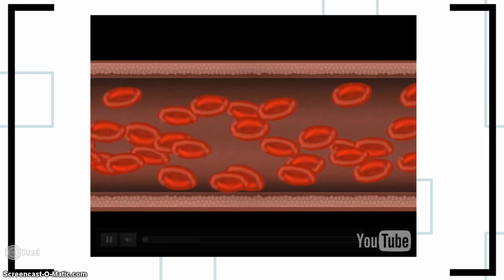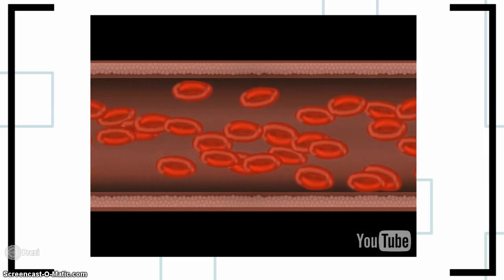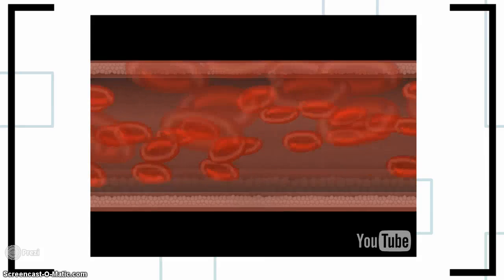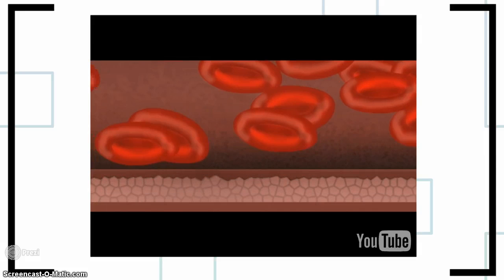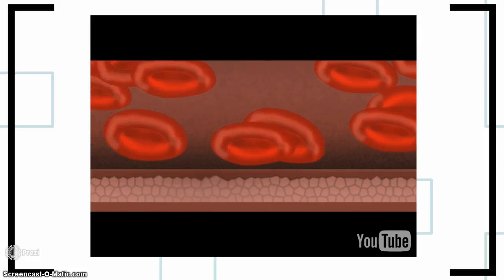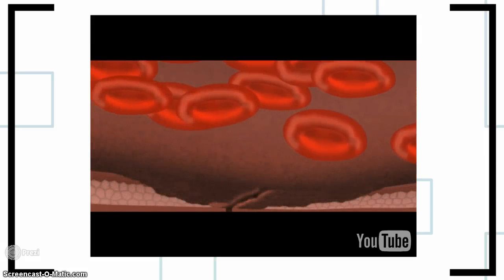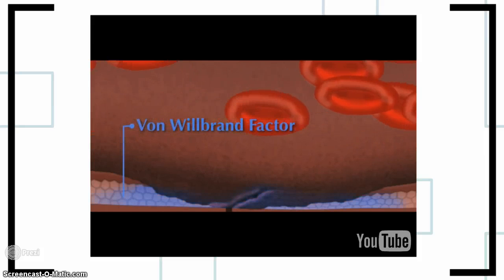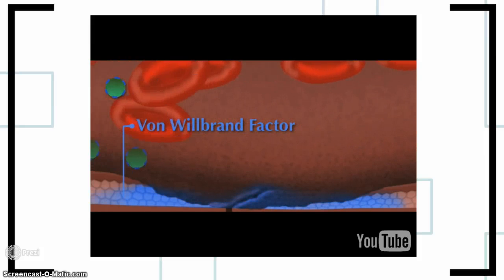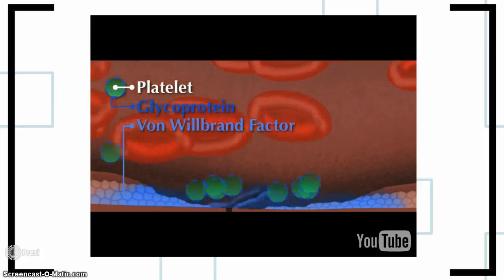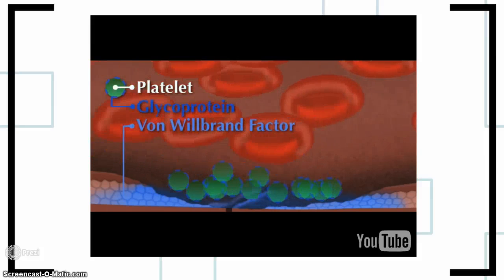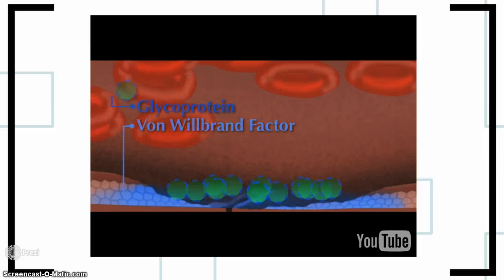Here we can see how this factor works normally. When a vessel is injured, the von Willebrand factor helps the platelets to stick together, acting like a glue.